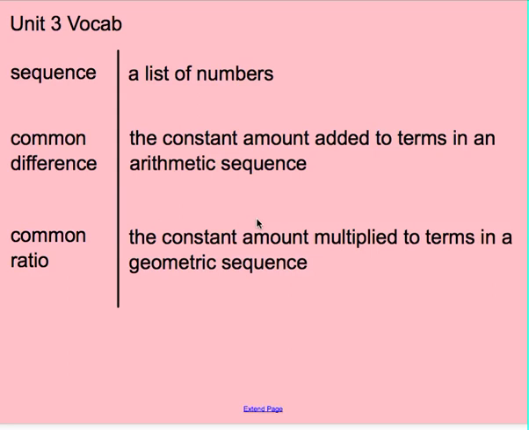So we are starting Unit 3, which is our linear unit, and we're going to start this unit by looking at sequences. And a sequence is just a list of numbers. Sometimes the sequence has a pattern, sometimes it doesn't. Two types of patterns we're going to be looking for today are arithmetic, which are sequences that have a common difference, meaning you're adding the same amount to the terms in the sequence. The second is called geometric, and that's when you're multiplying the same amount by the terms in the sequence.